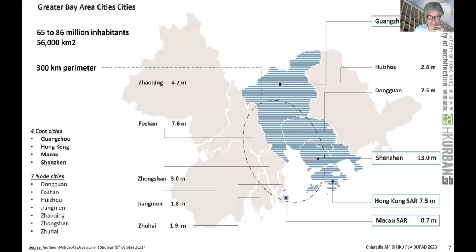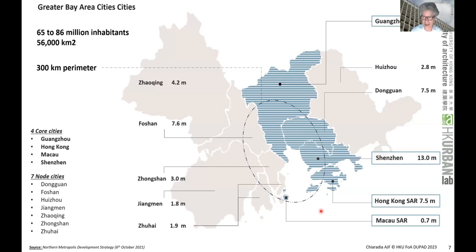This is the Greater Bay Area, with between 65 and 86 million inhabitants. That little ellipse here is 300 kilometers. I think the M25 is about 200 kilometers in circumference. So this gives you a sense of the density of people living in close proximity. This is a little bit bigger than the M25, but there are between 65 and 86 million people around it.